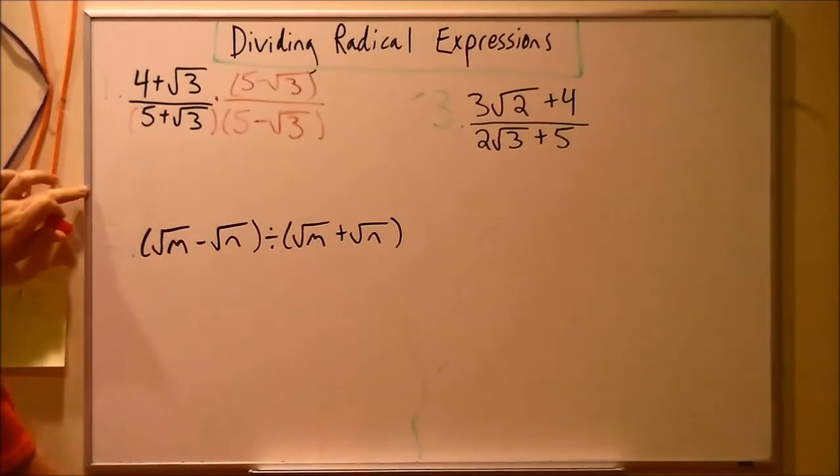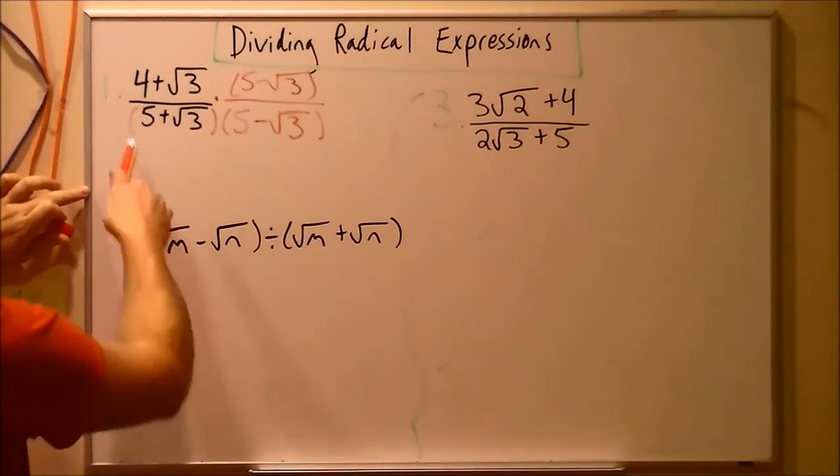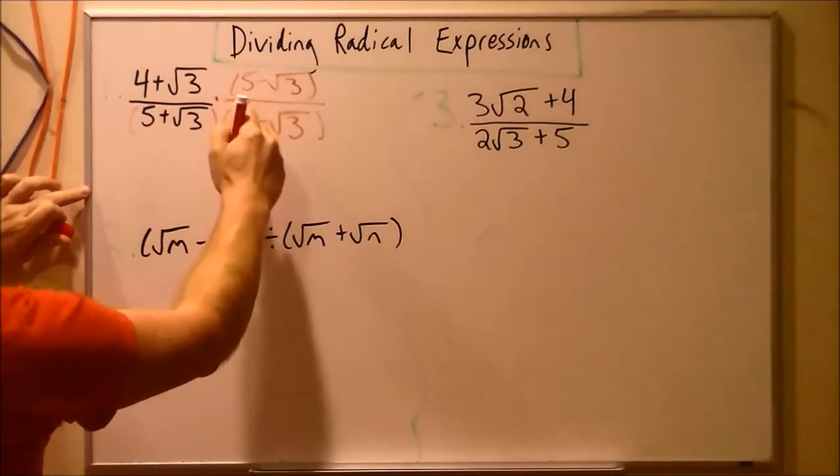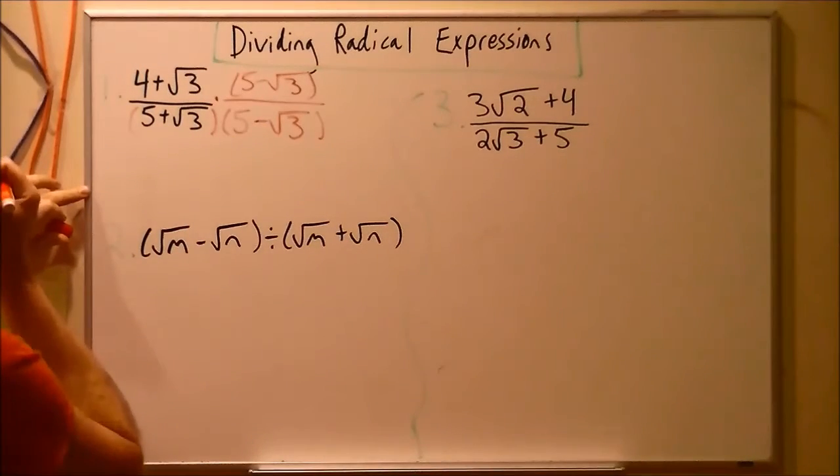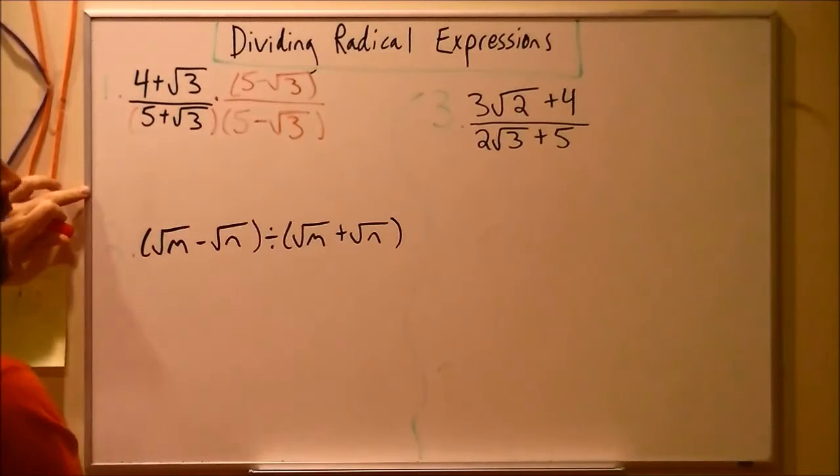So let's just go ahead and start from the top, all right? It's what we have to do. What is 4 times the first expression in that second binomial? What's 4 times 5?